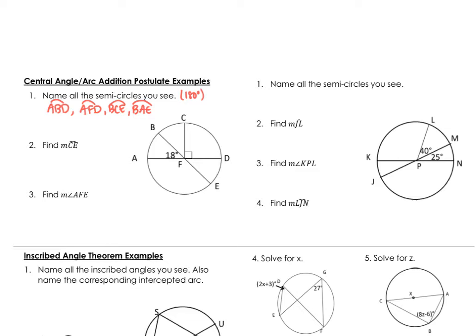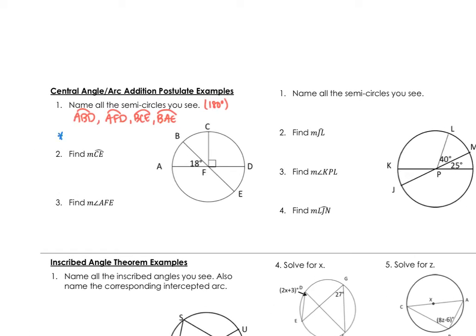For these types of problems, I want you to solve for all the missing pieces first, and then you can answer the question. In looking at this diagram here, the pieces that I don't have a measurement for are this one and this one.